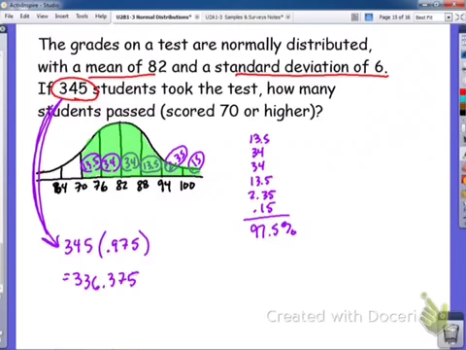We're talking about people here. So we want to round. So what makes sense? Should we say, well, I mean, obviously it rounds to 336. We can count on 336 people to pass and a third of another person.